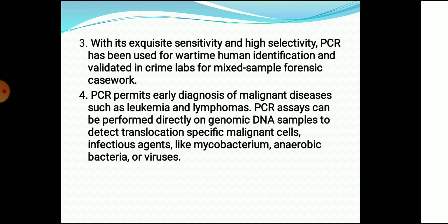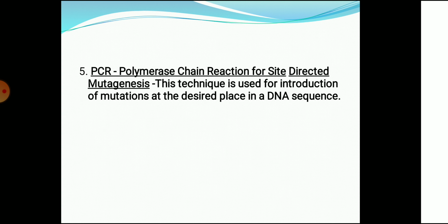Fourth, PCR permits early diagnosis of malignant diseases such as leukemia and lymphomas. And the last one is PCR for site-directed mutagenesis. This technique is used for introduction of mutation at the desired place in a DNA sequence.